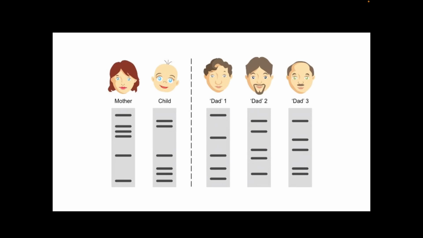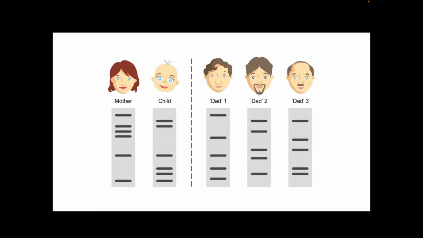Again, the child must get half their DNA from their mother. So looking at the child's bands, let's see which ones come from the mother. So the second one comes from the mother, so we're going to put a line through that and ignore that. The third one comes from the mother, we can ignore that, and the bottom one comes from the mother, so we can ignore that. So we're really interested in the first band and the fourth and fifth bands.